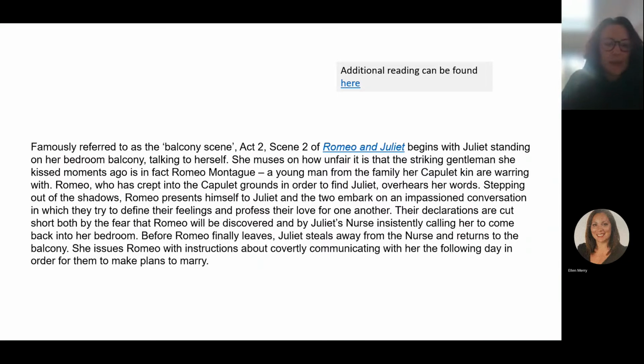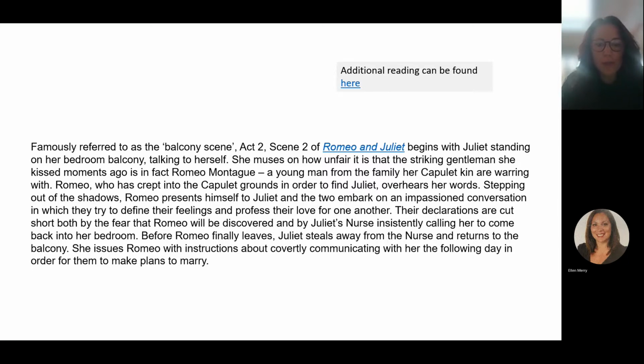Here is our final slide, just to talk a little more about the character of Juliet, famously referred to as the balcony scene. Act 2, Scene 2 of Romeo and Juliet begins with Juliet standing on her bedroom balcony talking to herself. She muses how unfair it is that the striking gentleman she kissed moments ago is in fact Romeo Montague, a young man from the family her Capulet kin are warring with.